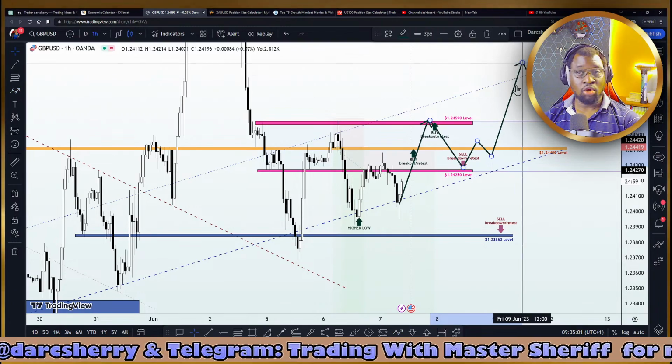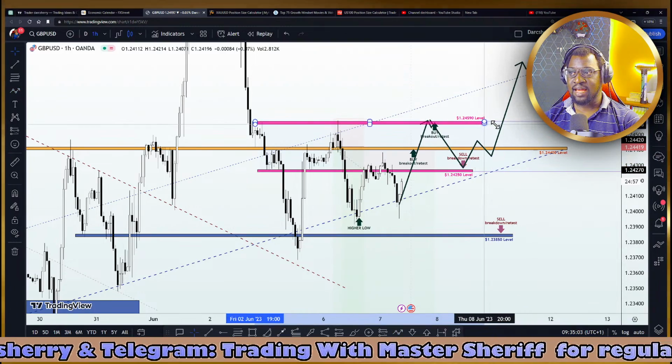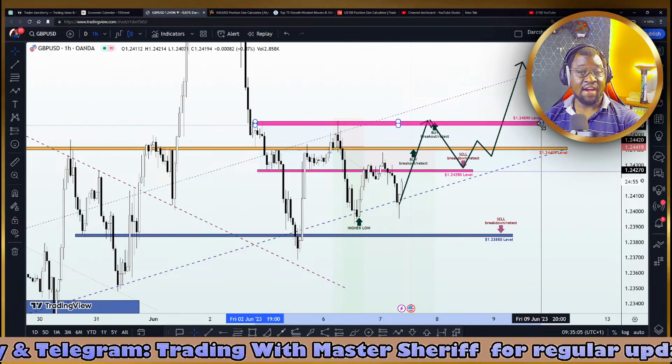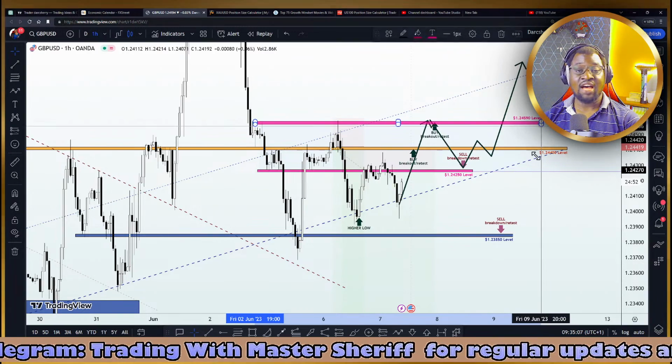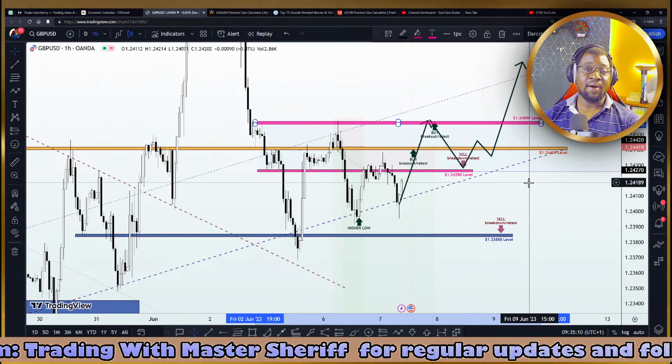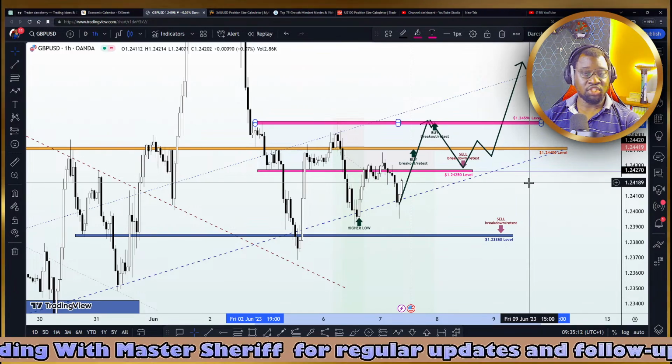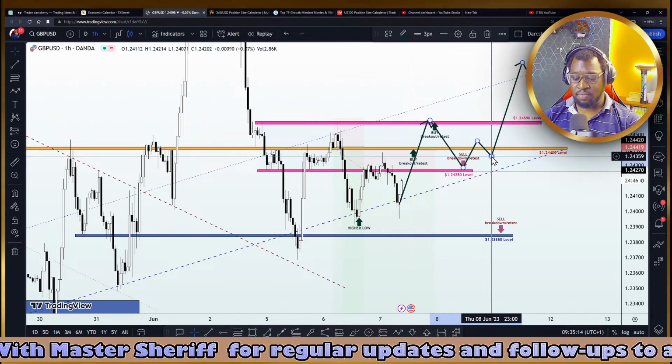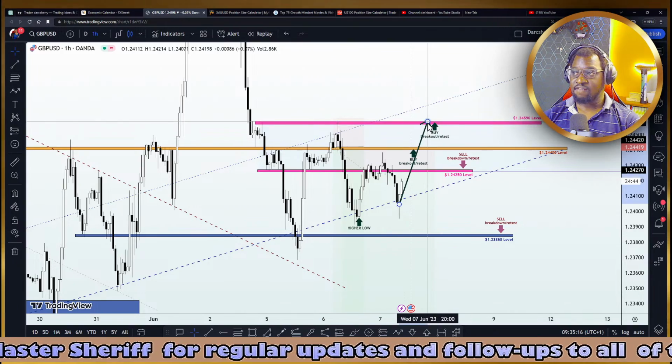Then after that, we want to join. Then we have structures like the 1.24590, where we can also have another buy stop order to be part of another wave of bullish momentum. So that is how we are going to be buying the GBPUSD for today.